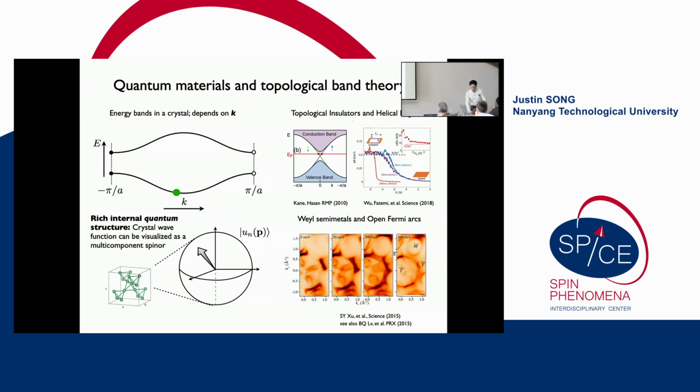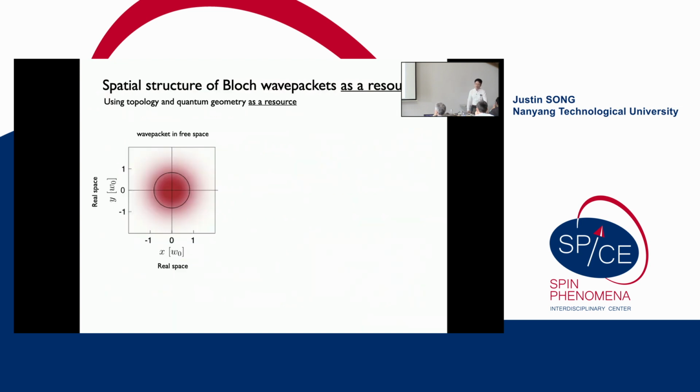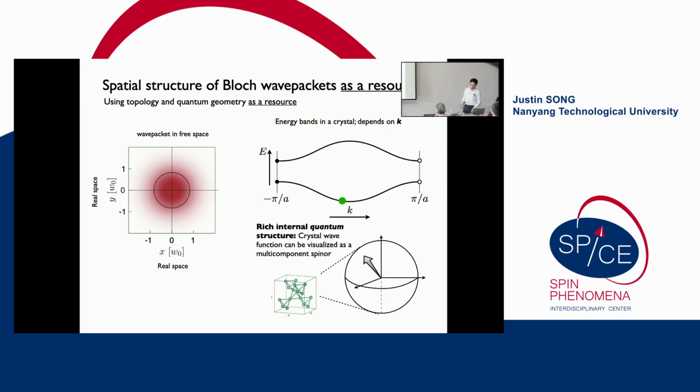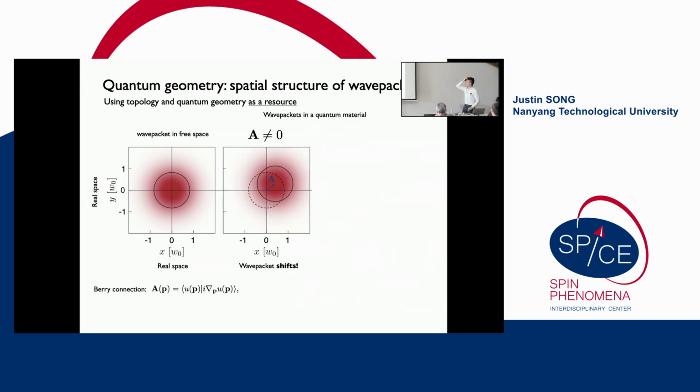We've heard a lot about topology and quantum geometry. One way of trying to understand quantum geometry is to look at the spatial structure of the wave packet. Let me try to convince you quite quickly about this. If I create a wave packet in free space, I can create it just as a superposition of plane waves. But if I take those same superposition factors in front of the plane waves, and now tag them onto Bloch waves as well, it turns out that the center of this wave packet will shift.